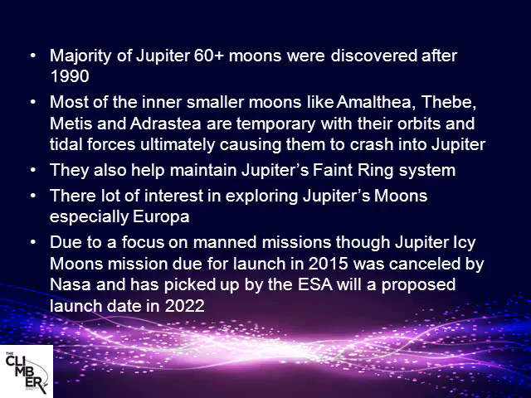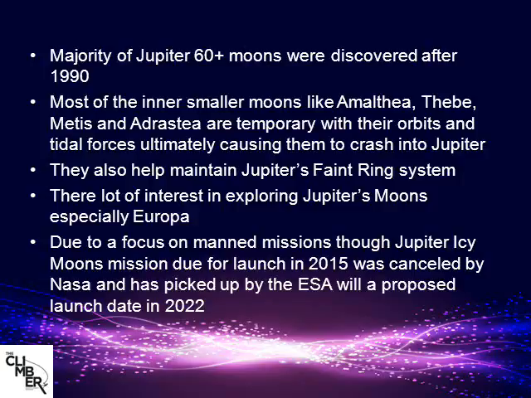The majority of Jupiter's 60 plus moons were in fact discovered after 1990. Most of the inner smaller moons are actually temporary systems which will soon be ripped apart by the tidal forces of Jupiter. These small moons also help maintain Jupiter's faint ring system.